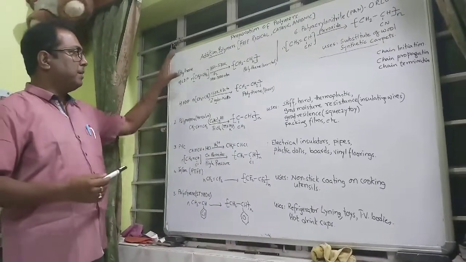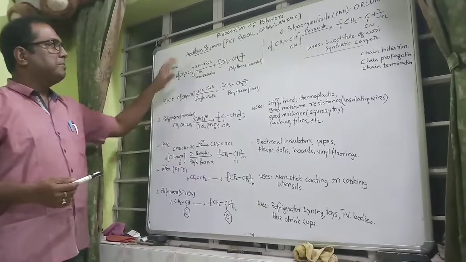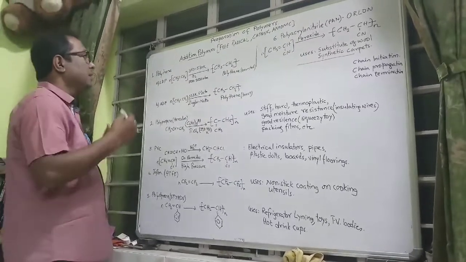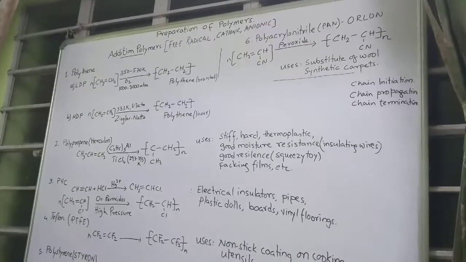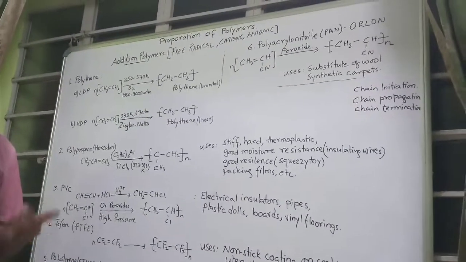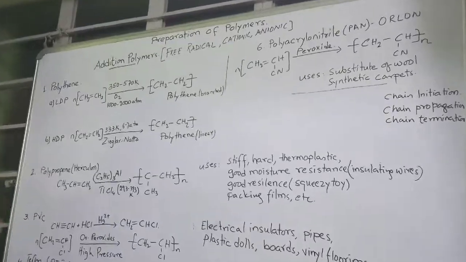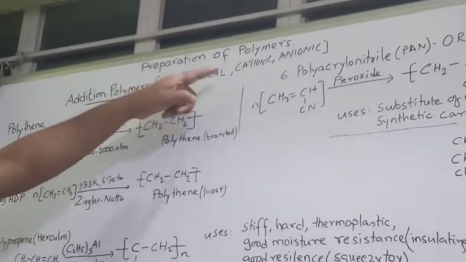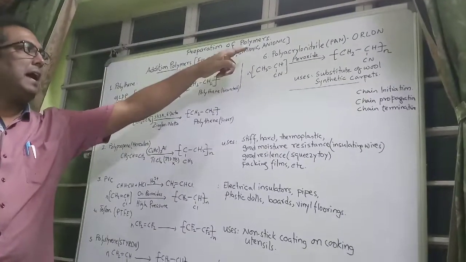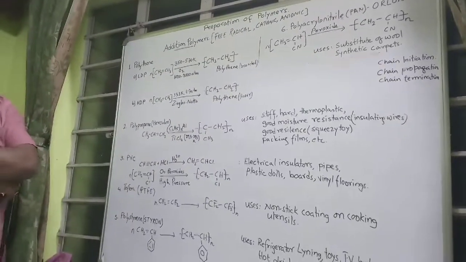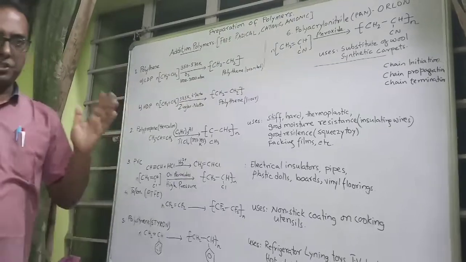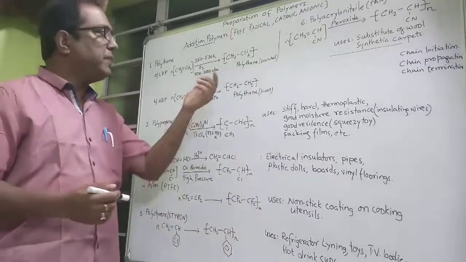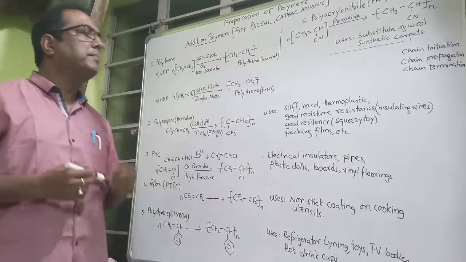So students, I have made a chart for you. Addition polymers can be of three types: one is free radical polymerization, number two cationic polymerization, and number three anionic polymerization. I repeat once more: free radical polymerization, cationic polymerization, and anionic polymerization. Though the cationic and anionic parts are not in your scope in the syllabus for class 12. So what we are going to focus on is free radical polymerization.